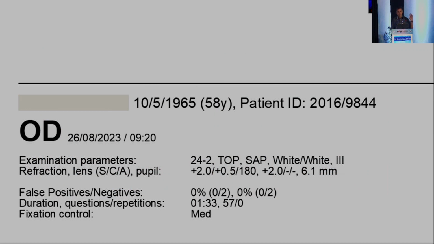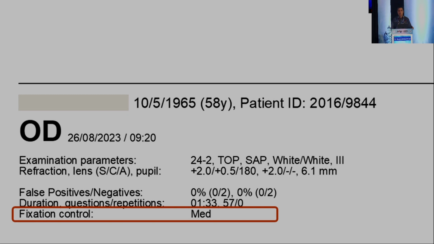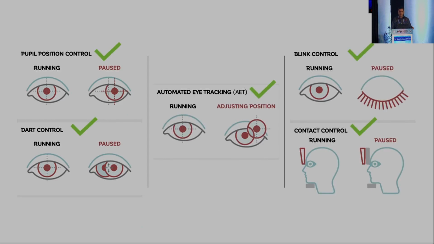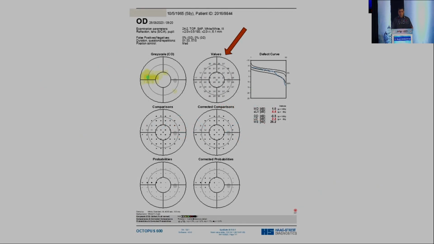Now, I'm not going to the details of false positives, negatives, which are all same as the Humphrey, but fixation control is something that I think merits a mention here in Octopus. The Octopus has so many methods of fixation control. It tracks pupil, dart, automated eye tracking, blink, and contact. What this essentially means is that if the patient is feeling fatigued, he can simply close his eyes. The machine will automatically stop, and once he opens, the machine will restart. This is why a lot of people who have unreliable results on Humphrey can get actually reliable results on the Octopus.